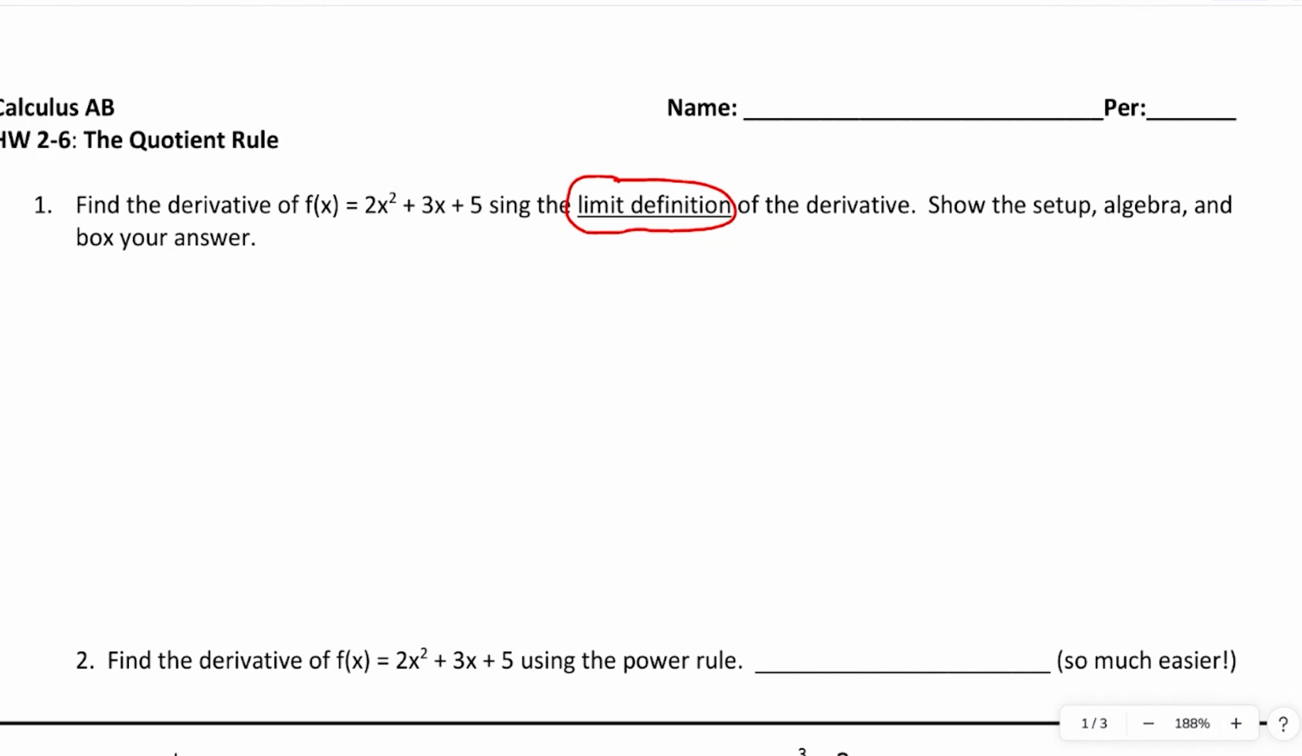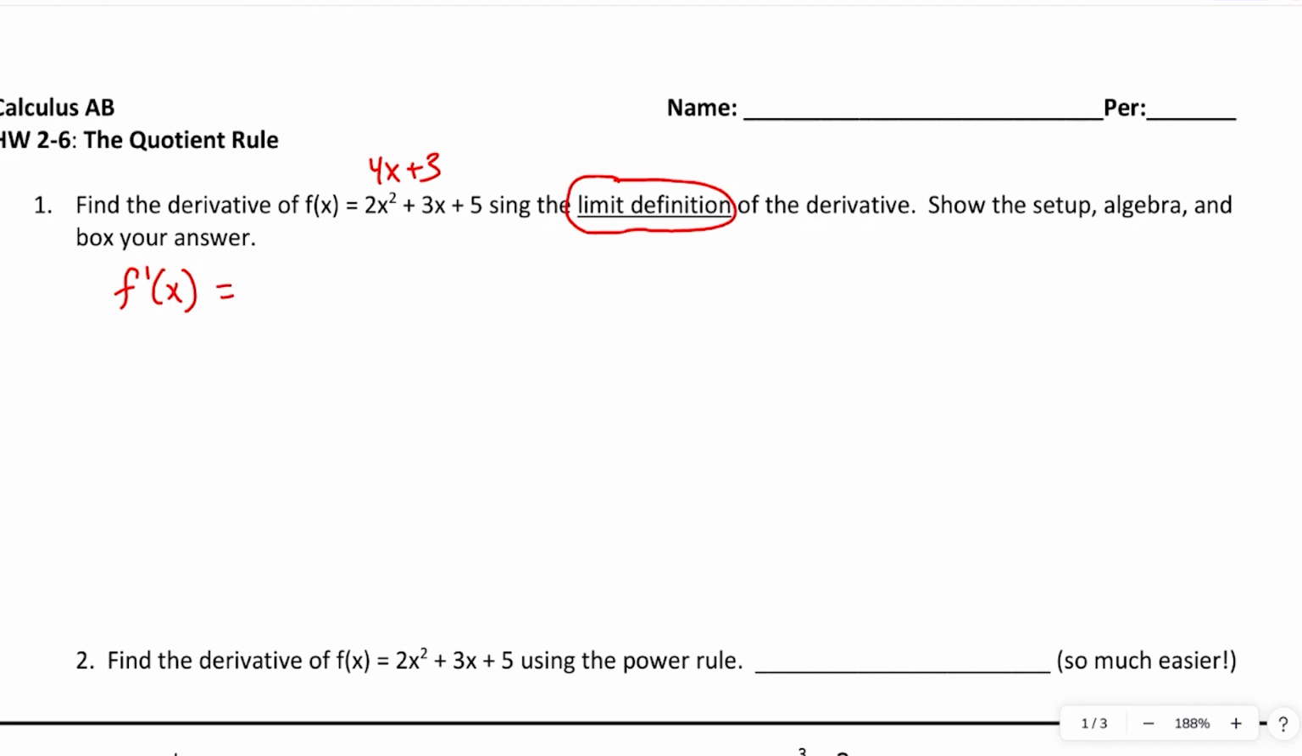So to find the derivative, we say that f prime of x, which is what we're looking for, the derivative of f, and we know what the answer is going to be here. We know if we use power rules, it's going to be 4x plus 3, so we know what the answer should be, but we're going to use the limit definition to find it.